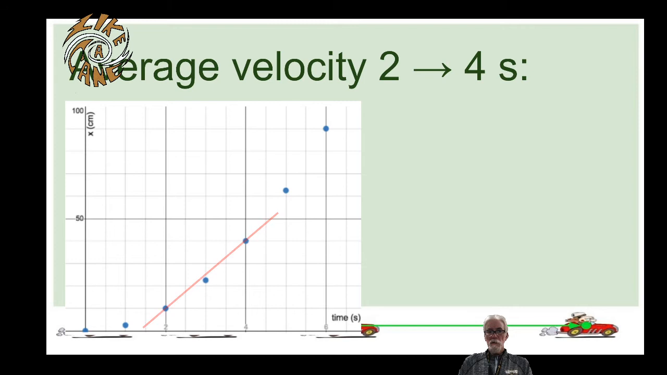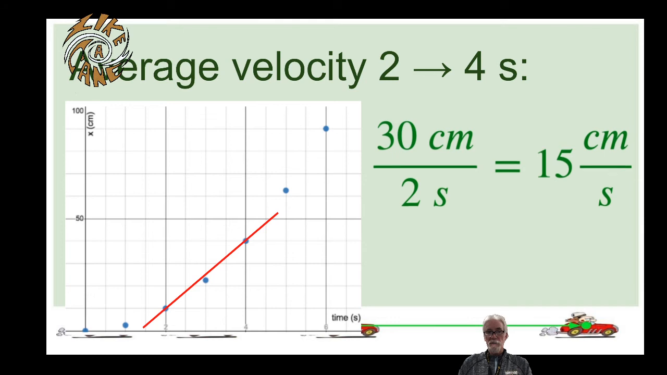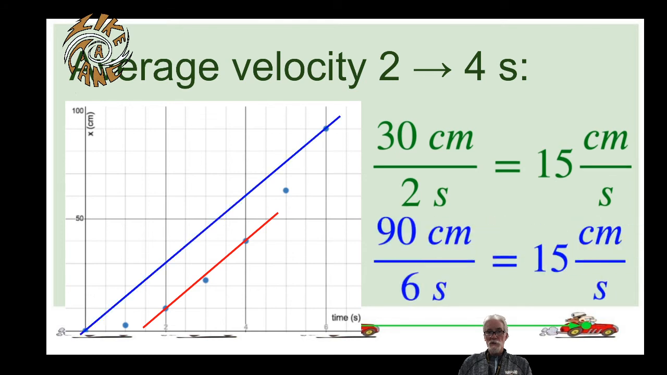But if we take a look at the middle 2 seconds, from 2 seconds to 4 seconds, what we find is that the velocity that we get is the same as the average overall velocity. So 30 centimeters in 2 seconds is the same ratio as 90 centimeters over the whole 6 seconds. Notice that these lines are parallel.